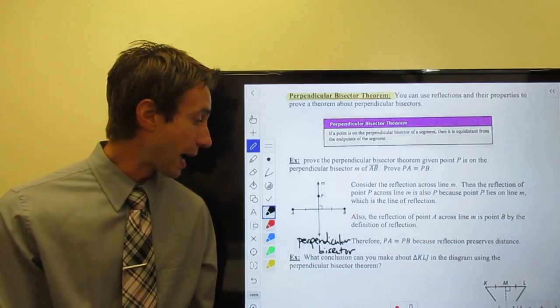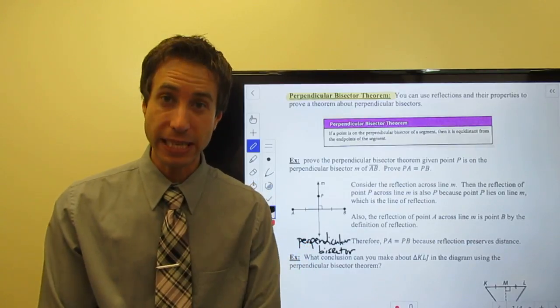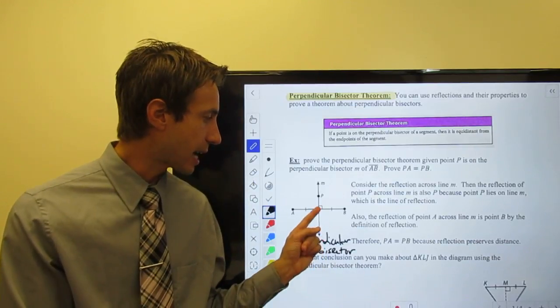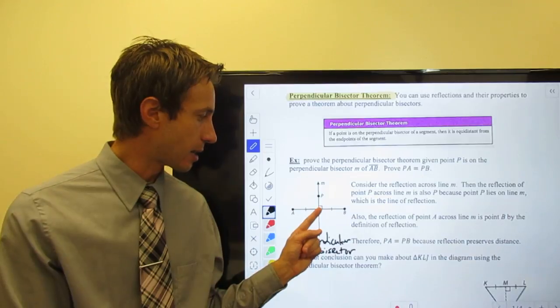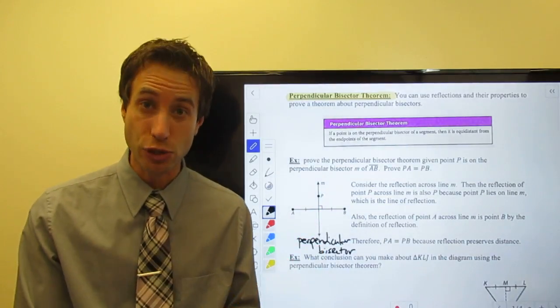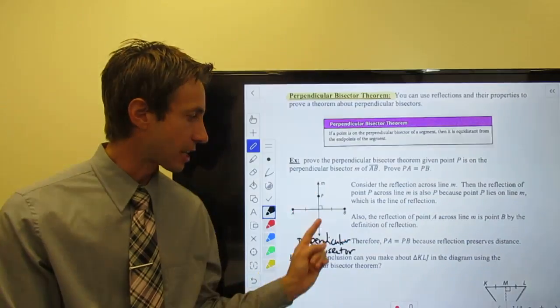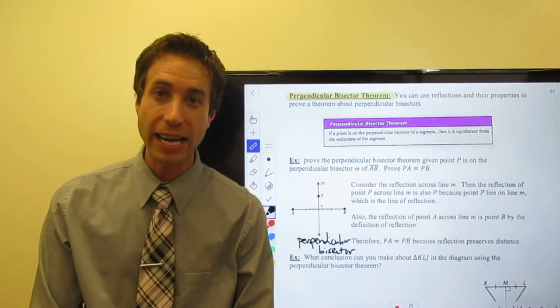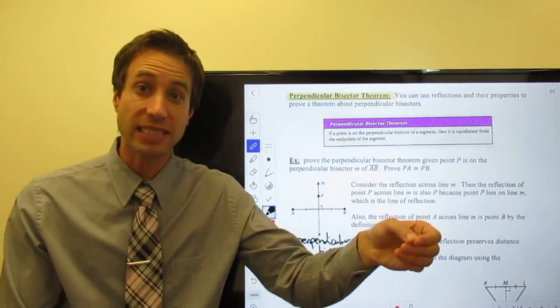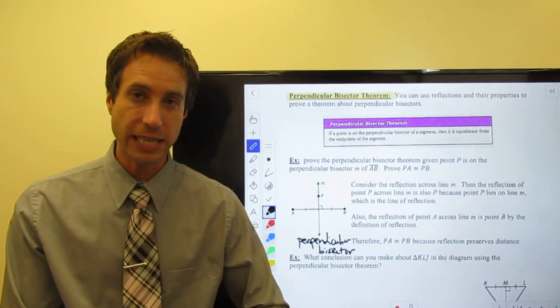First, why is line M perpendicular? Well, I show you right here in the diagram. That little box tells you it's a right angle. Anytime you have an intersection between lines and they form a right angle, that is our definition of perpendicular.